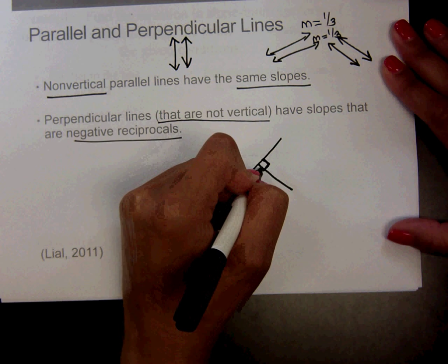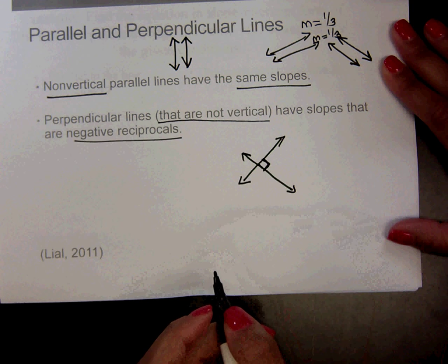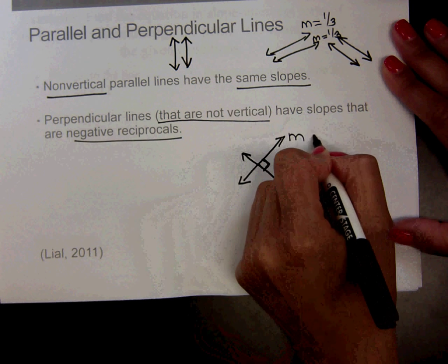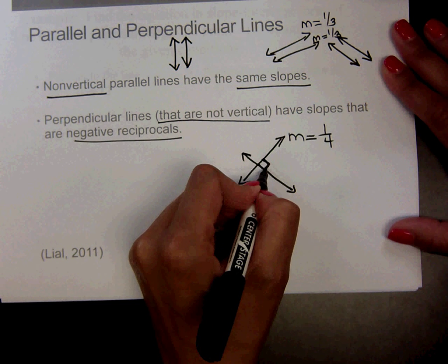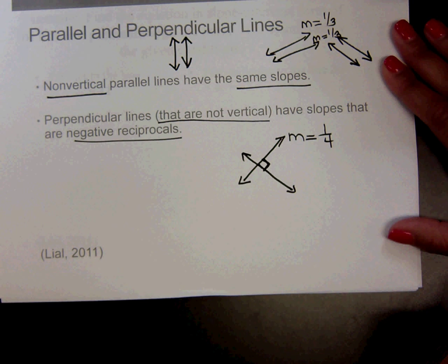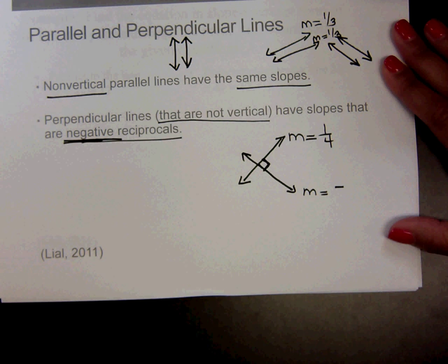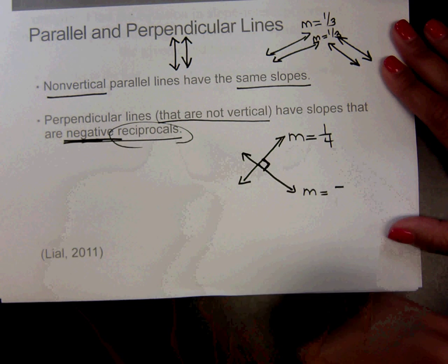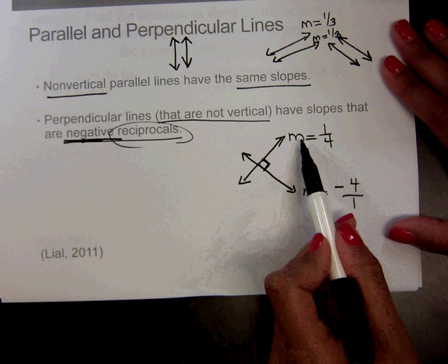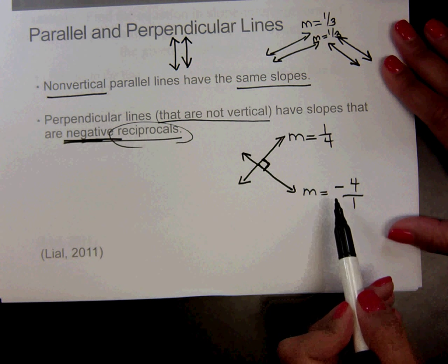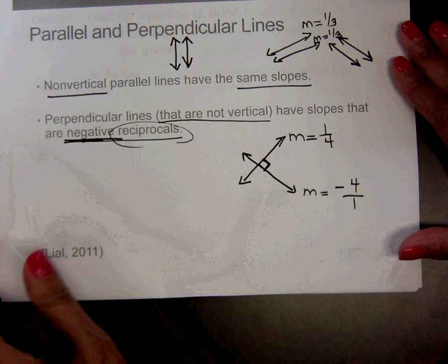So, there's my 90-degree angle. We're going to pretend it is. So these two lines would be what? Perpendicular. So if this line has a slope of, let's just say 1/4, and this line I know is perpendicular because they intersect and form a right angle, then this slope would be its negative, which means change the sign. What is the reciprocal of 1/4? Very good, 4/1. So if this slope is 1/4, this one is -4. So perpendicular lines that are not vertical have slopes that are negative reciprocals.